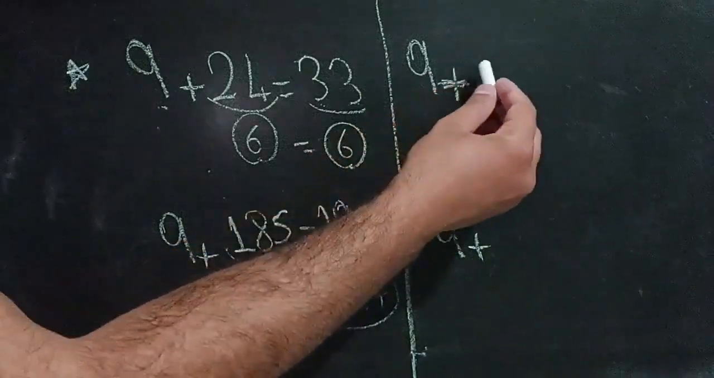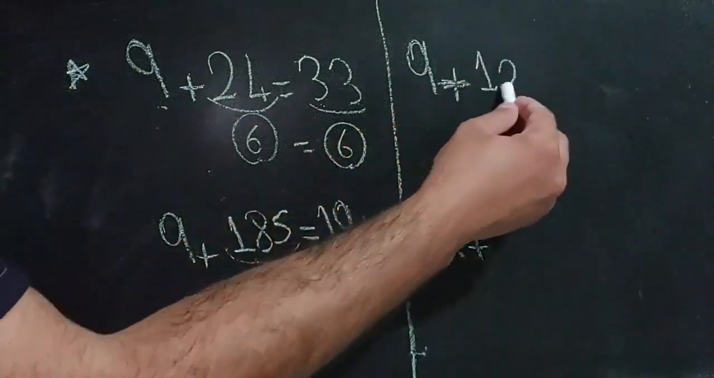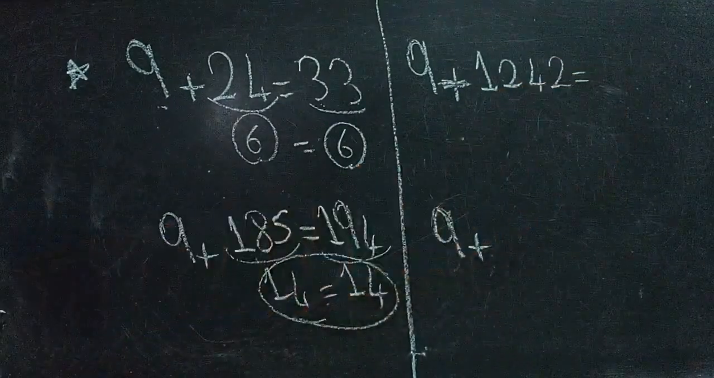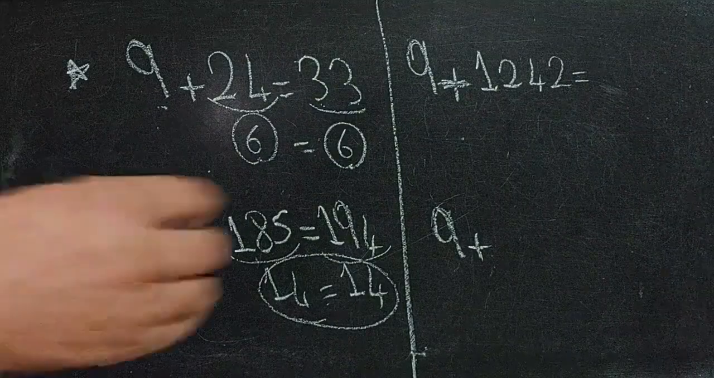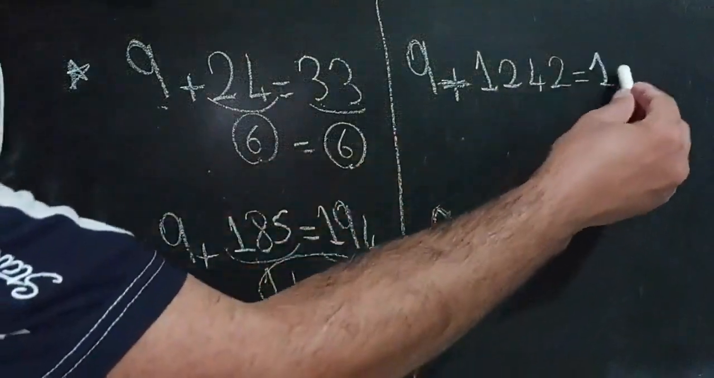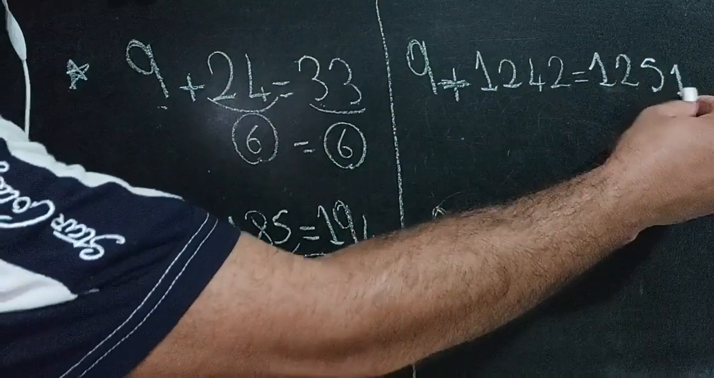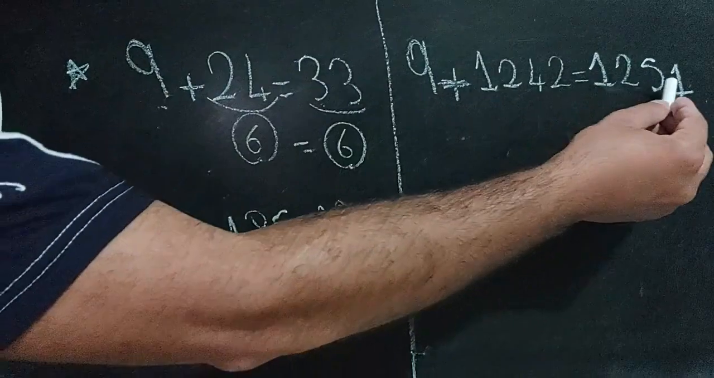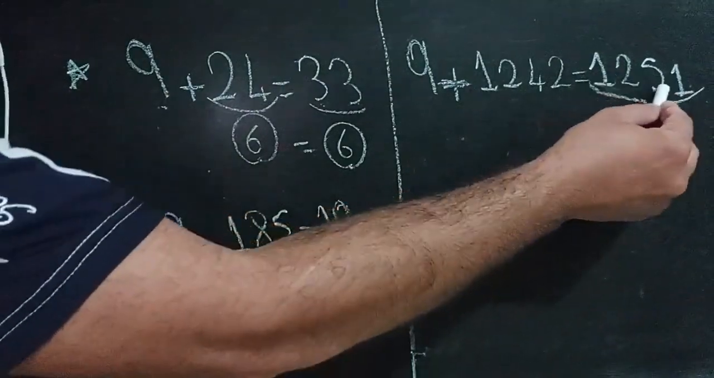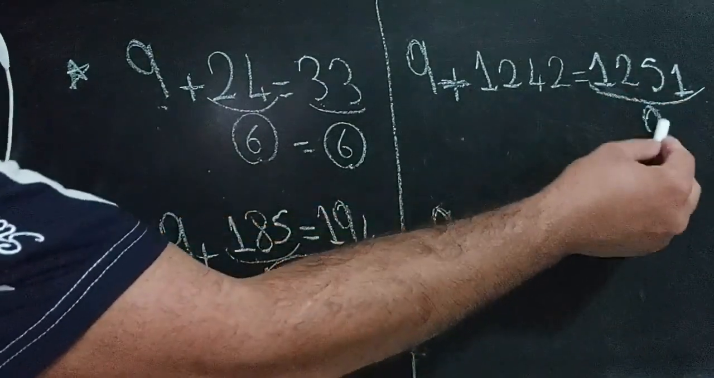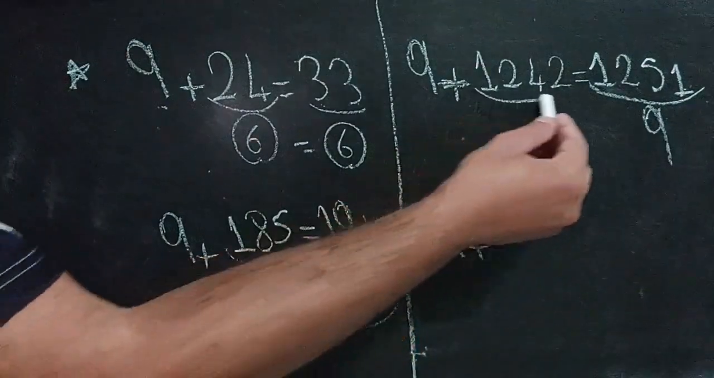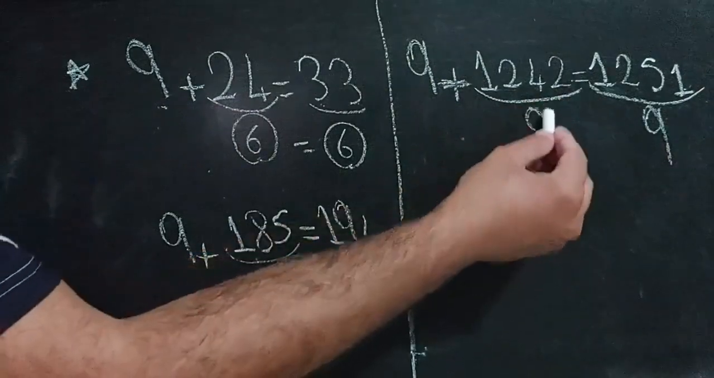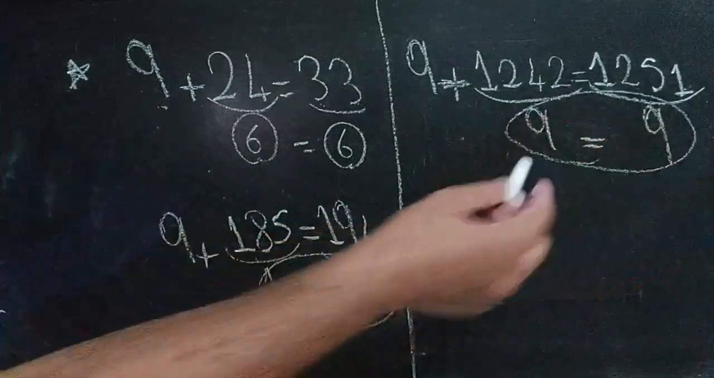So let's have a look, 1242. Adding 9 is going to be 1251. So add the digits of those numbers to each other, which is going to be 9. And there, 2 + 3 + 7 = 9... See, it doesn't matter what number you use.